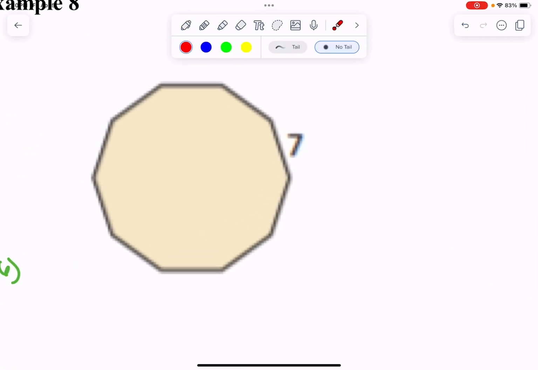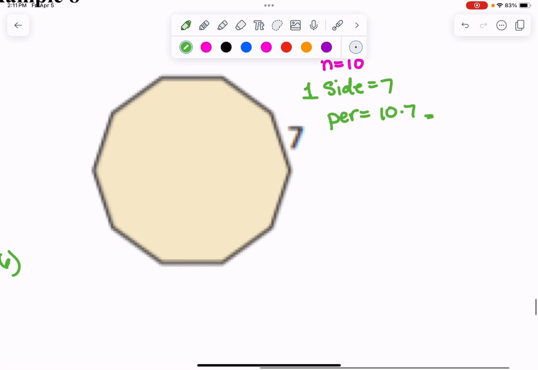Now let's first count up the number of sides here, starting with the 7. So I've got 1, 2, 3, 4, 5, 6, 7, 8, 9, 10. So I know that I've got 10 sides. So my n is 10. And I can find the perimeter right away. I can see that one side has a length of 7. And if there's 10 of them, then my perimeter is going to be 10 times 7, which is 70. So we've got that right off the bat.